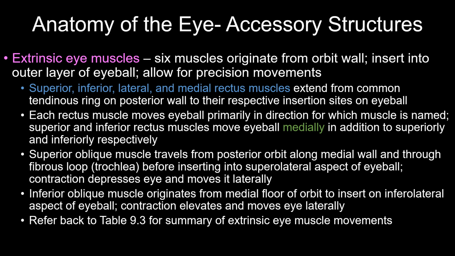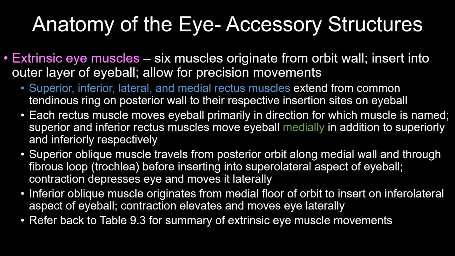Let's first talk about the superior and inferior rectus muscles. Well, both of these insert into the superior and inferior portions of the eye and move the eyeball superiorly and inferiorly. However, their origin lies slightly medial to the eyeball, so both muscles are able to move it medially as well. So the superior rectus muscle moves the eyeball up and medially, superiorly and medially. The inferior rectus muscle moves it inferiorly and medially.